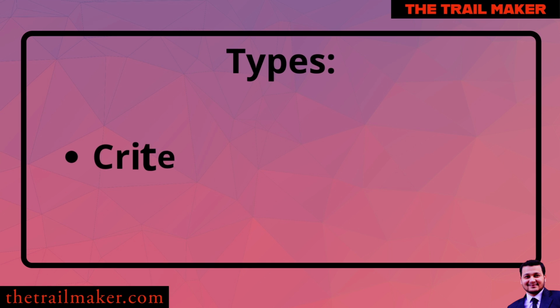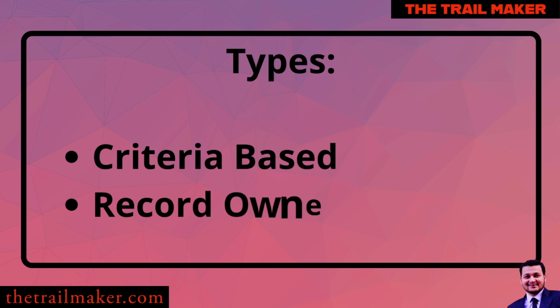How can we do that? So there are two options. First is criteria based sharing, the other one is called owner based sharing. So let's discuss both of them in detail and see how we can create them as well. So let's switch to our org.